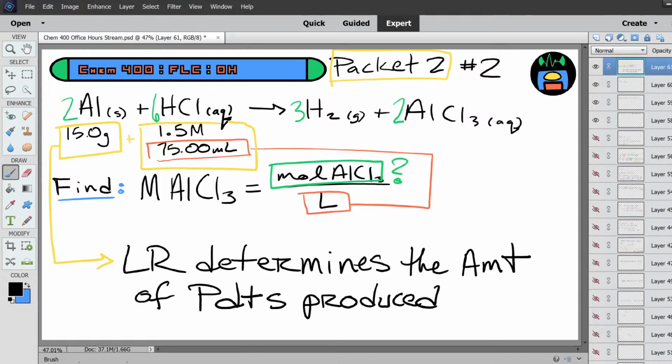So we need to take these two initial quantities of our reactants and figure out which one is the limiting reactant. So we're going to calculate how many moles of aluminum chloride could be produced by either. Whichever one is smaller will determine our moles of aluminum chloride.